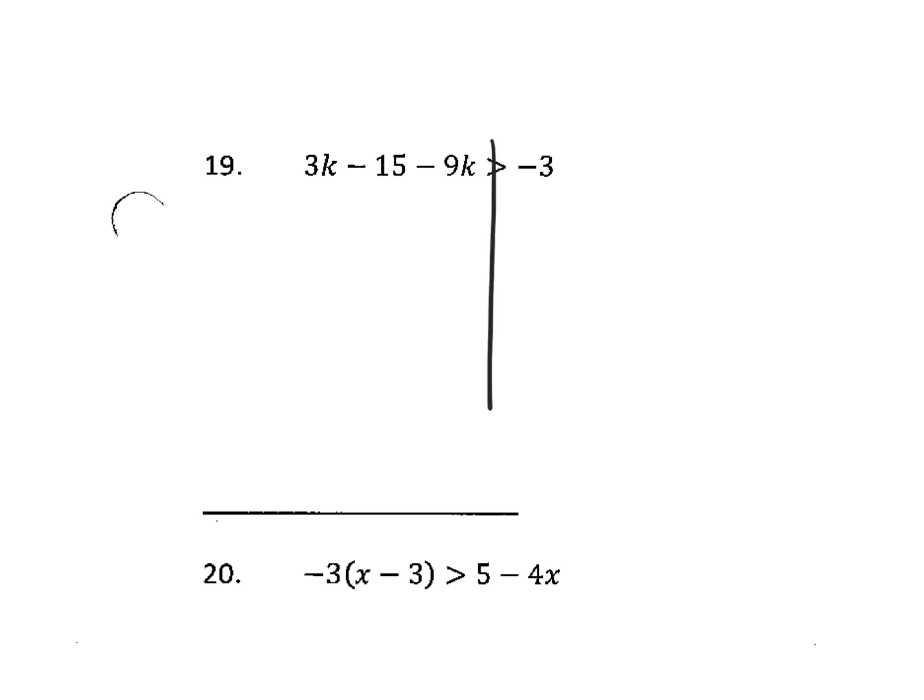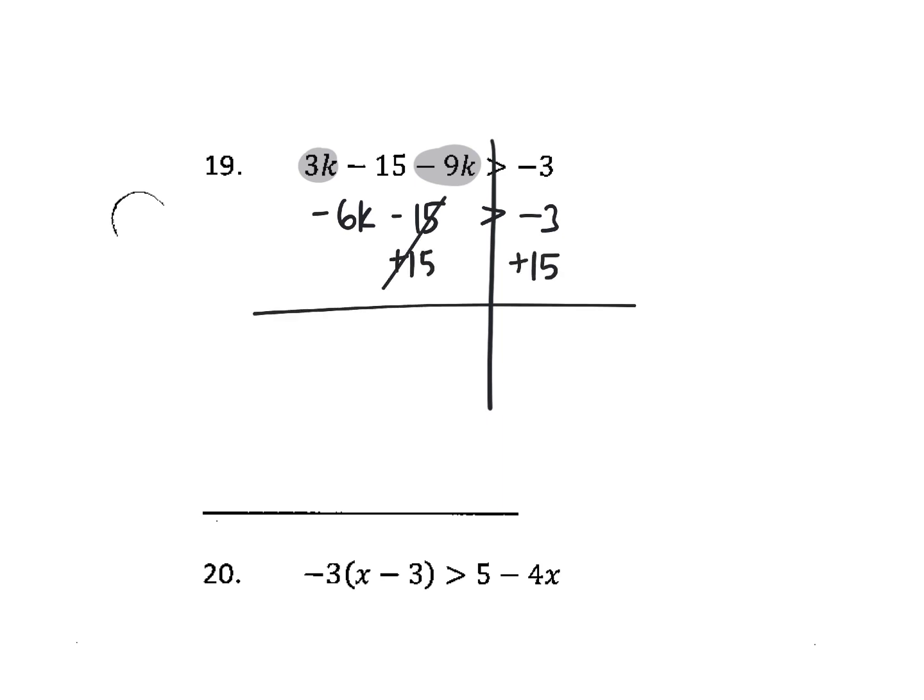On the left-hand side here, I can combine some like terms. I've got 3k and negative 9k. When I add those together, I'll get negative 6k minus 15 is greater than negative 3. I want to isolate that negative 6k, so I'm going to add 15 to both sides. So negative 6k is greater than positive 12.